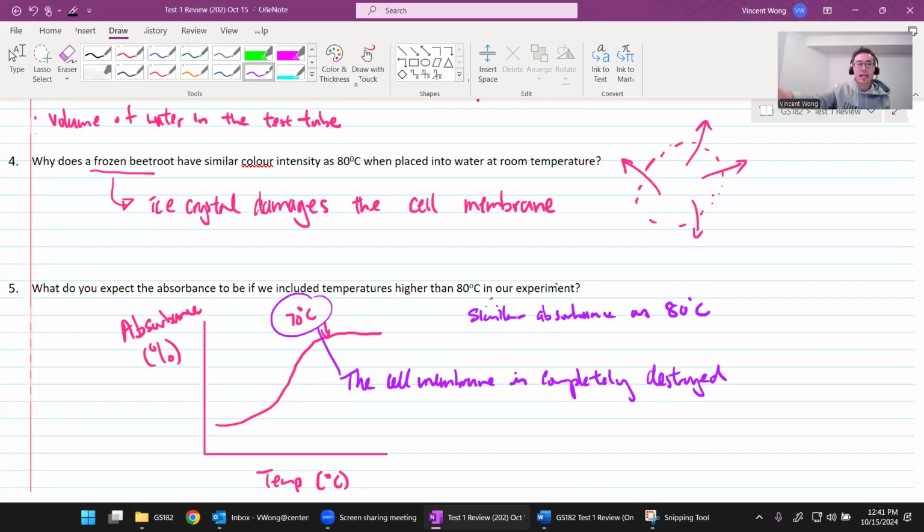Certainly it's not going to go beyond 100%. Many students put that it's going to go to 120%, 140%. It's not possible. 100% absorbance is the absolute highest. You cannot absorb more than what you are shining at the test tube, right? So that's the answer. Does anybody have any questions about the beetroot stuff before I move on to lecture one?